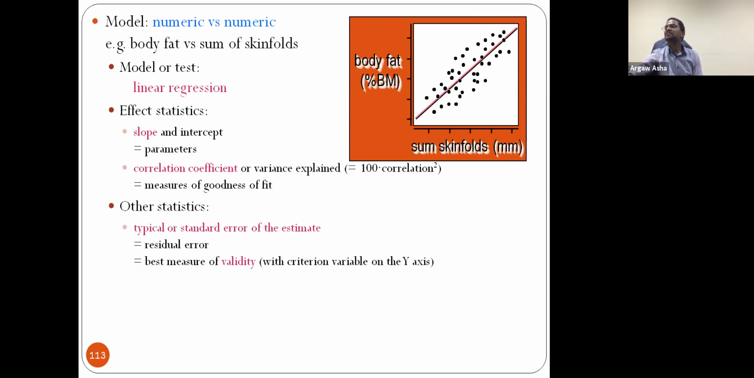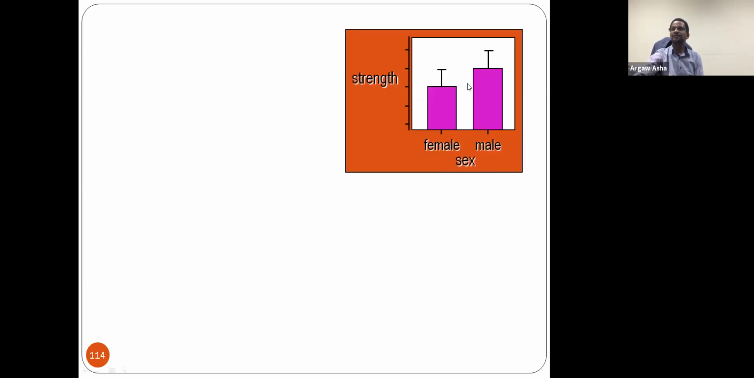Then for other statistics, you can check the error, the residual error, as well as the validity. Validity can be shown here in terms of the values. So if you see this value vertically, it will give you how you can.